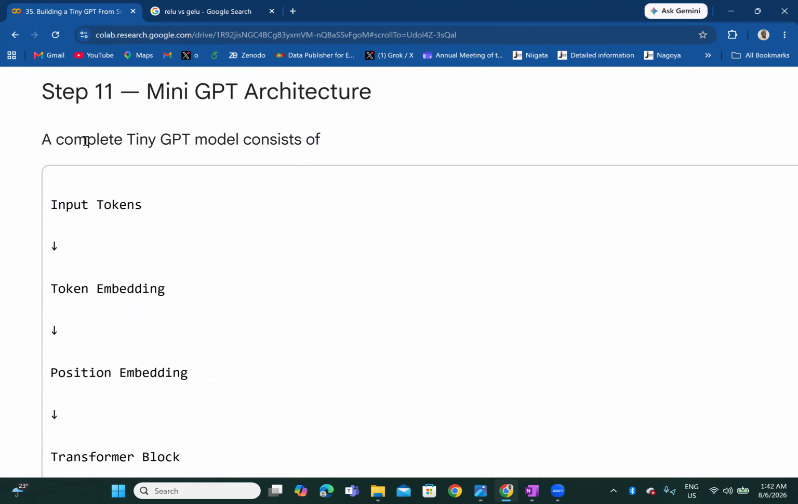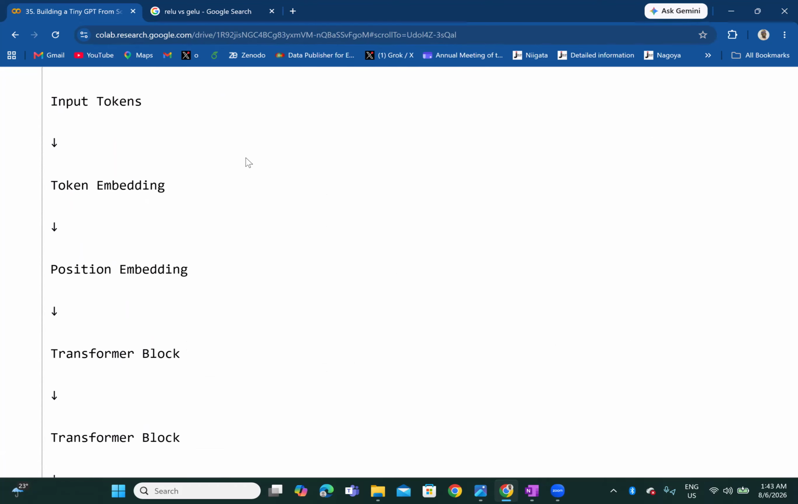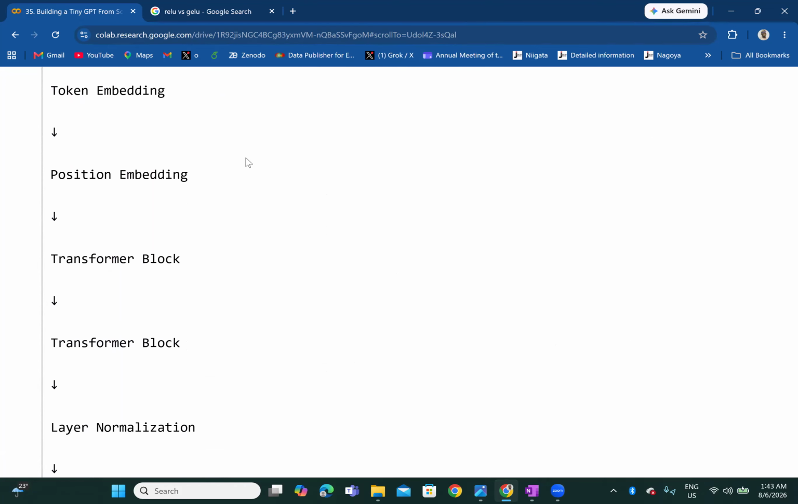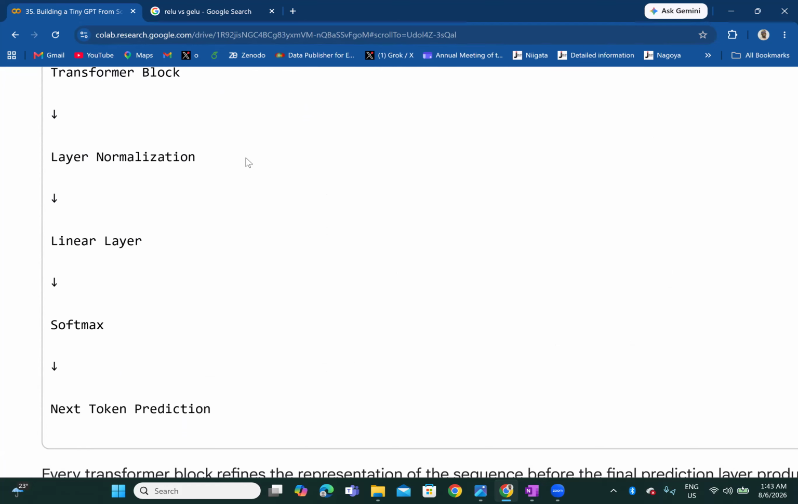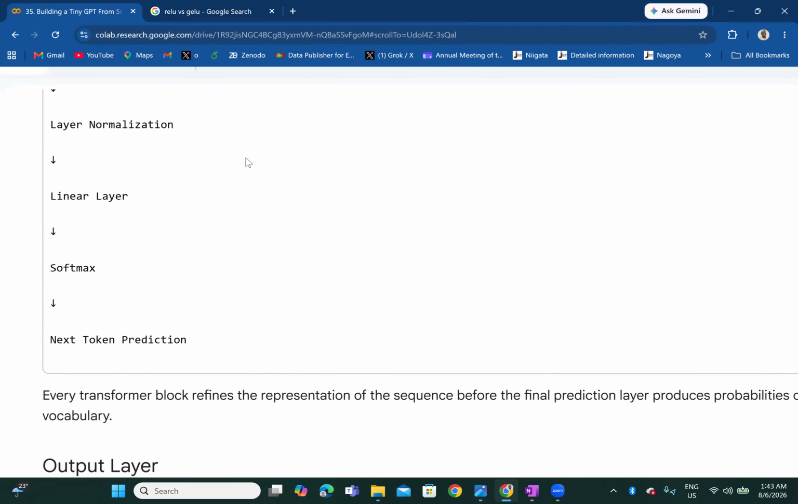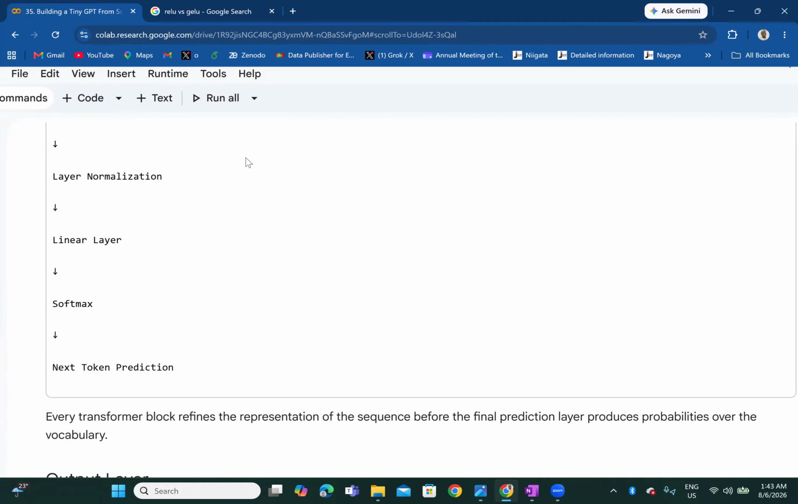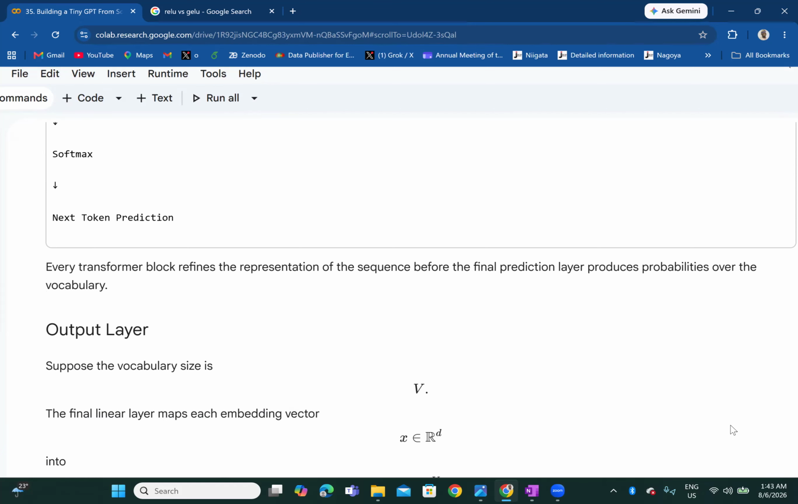GPT architecture here. A complete Tiny GPT model will consist of input tokens, those are your prompts, then token embedding, positional embedding, transformer block, another transformer block, layer normalization, linear layer, softmax, and next token prediction, like that. Once the softmax is used to compute the probabilities, the token with the highest probability is naturally generated, except you now involve something like temperature that calls for creativity or variety. Every transformer block refines the representation of the sequence before the final prediction layer produces probabilities over the vocabulary.